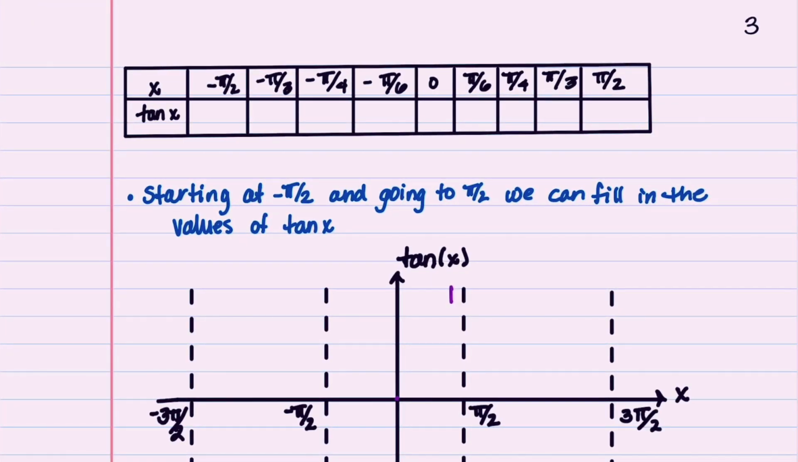We'll summarize the values that we just found in this table. When x or theta is equal to minus pi over 2, our tangent is an undefined negative number. We'll write that as u minus. At minus pi over 3, we have minus root 3, and then the rest of the values look like this.